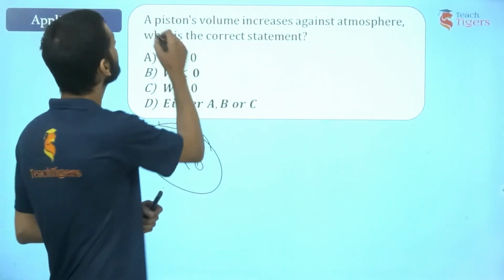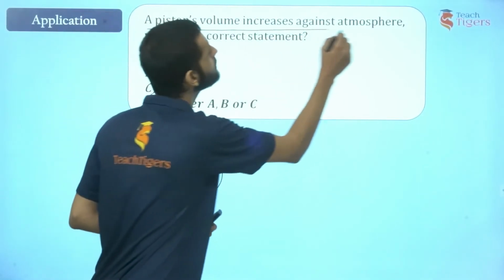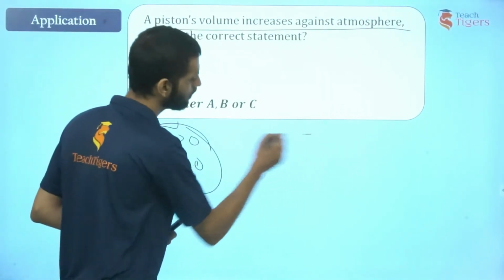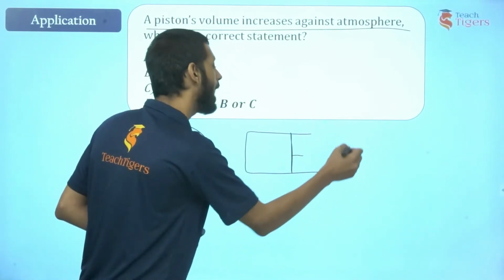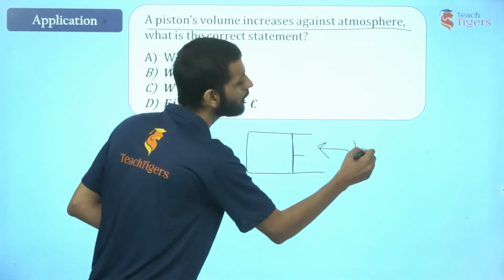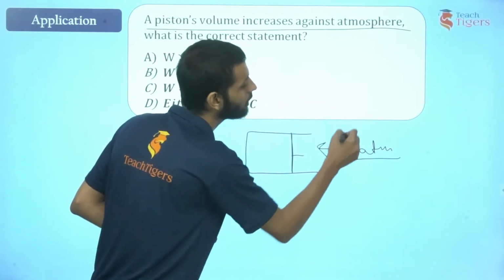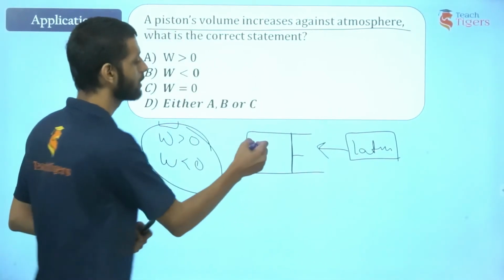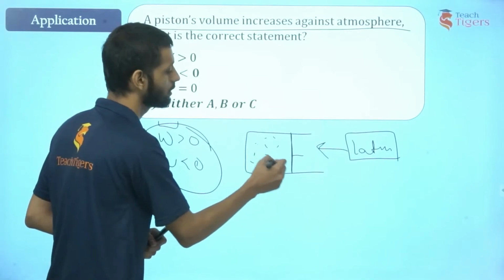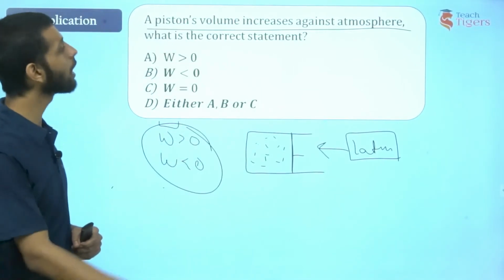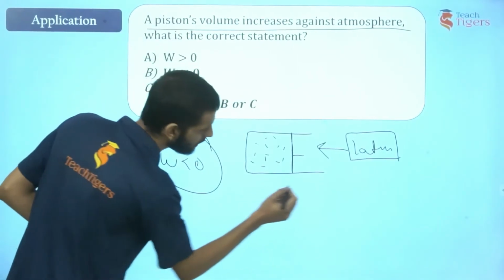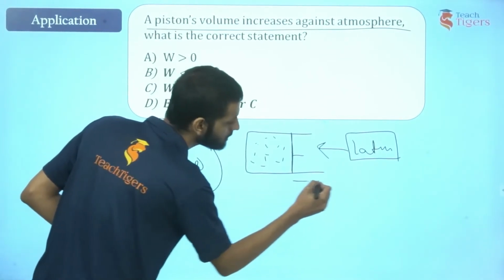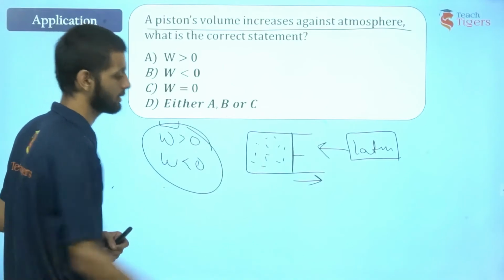So it says that piston's volume increases against atmosphere. So let's draw a piston. There is a piston and there is atmosphere present. So I can write 1 atm pressure from outside. There is some gas present inside, right? No problem. Now it says volume increases. If I try to show it over here, that means the piston is moving towards the right.